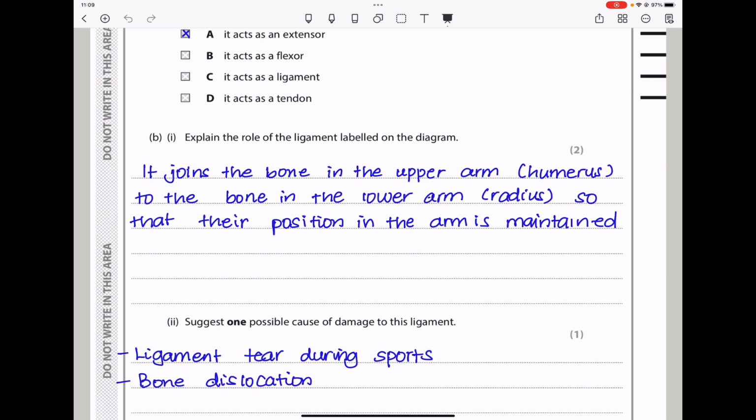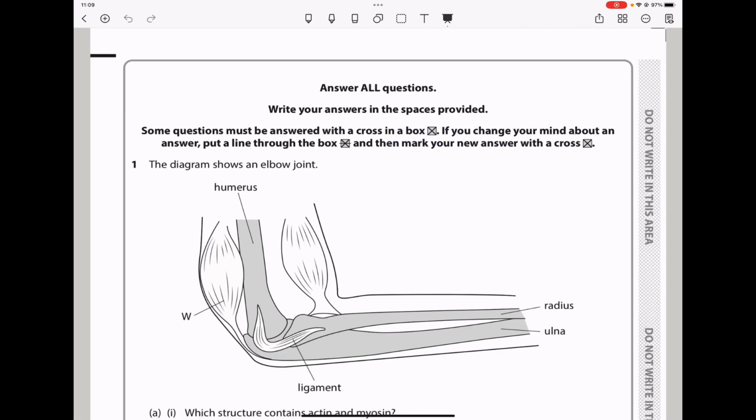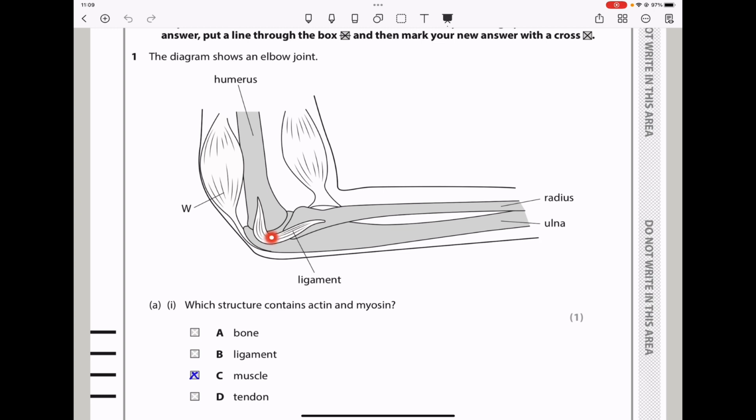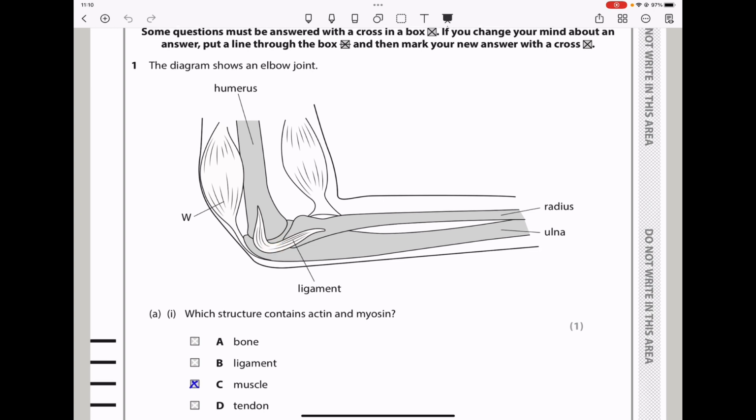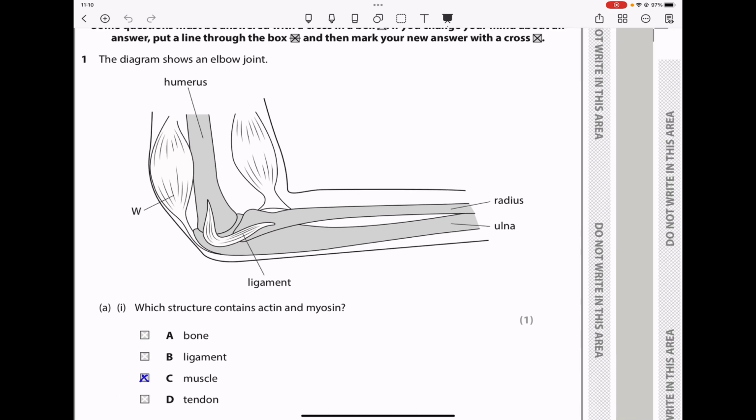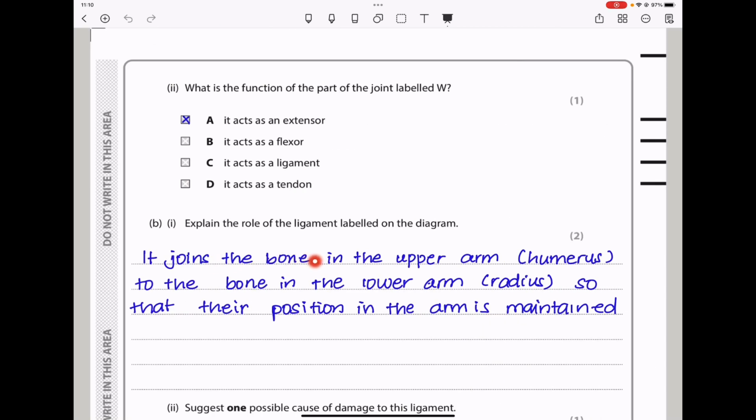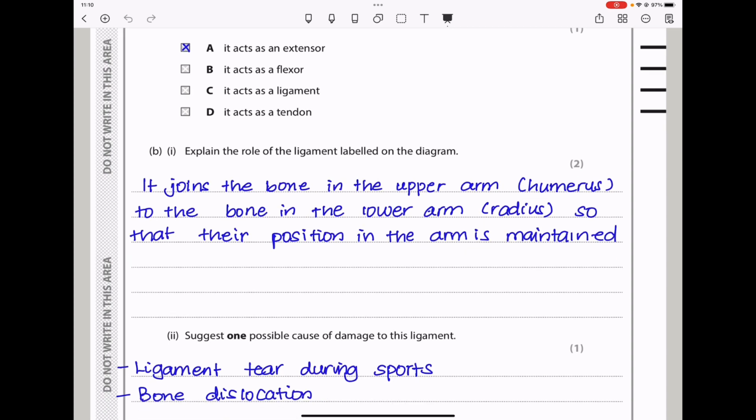In part B, explain the role of the ligament labeled on the diagram. When we go back to the diagram, this is the ligament they're talking about, and as you can see, it's joining the humerus bone to the radius bone. So here I said it joins the bone in the upper arm, which is the humerus, to the bone in the lower arm, which is the radius, so that their position in the arm is maintained.